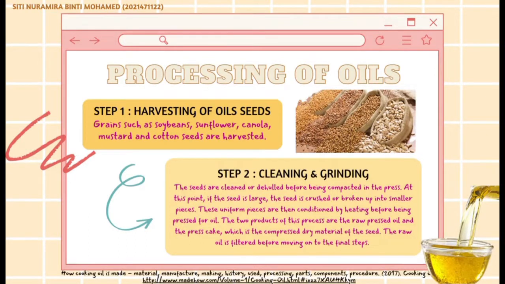At this point, if the seed is large, the seed is crushed or broken up into smaller pieces. These uniform pieces are then conditioned by heating before being pressed for oil. The two products of this process are the raw pressed oil and the pressed cake, which is the compressed dry material of the seed. The raw oil is filtered before moving on to the final steps.